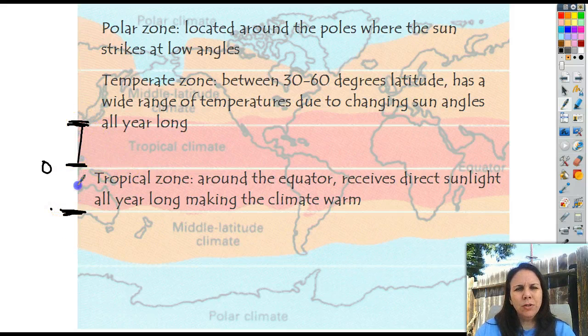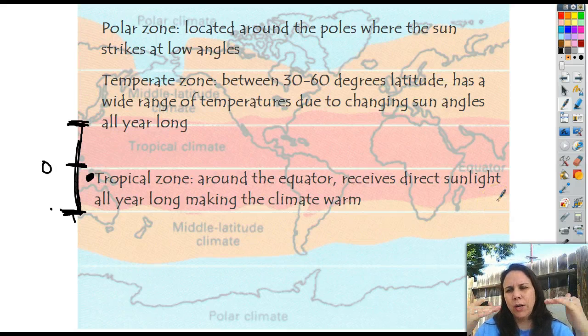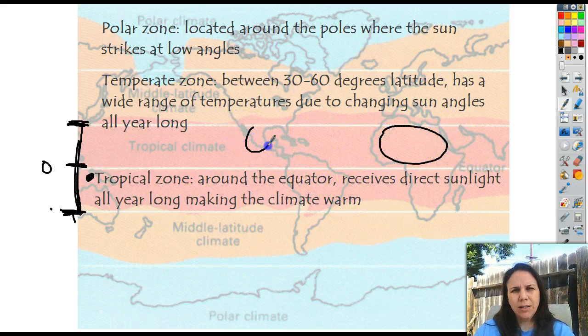But this middle zone, from 0 to 30 up and down, we refer to as the tropical zone. The tropical zone is around the equator. It receives direct sunlight pretty much all year long, just due to the fact that it's almost always at a 90 degree angle with the sun. And so it's obviously pretty toasty there. Here's the Sahara Desert, toasty. Mexico, toasty. The northern part of Australia, toasty.